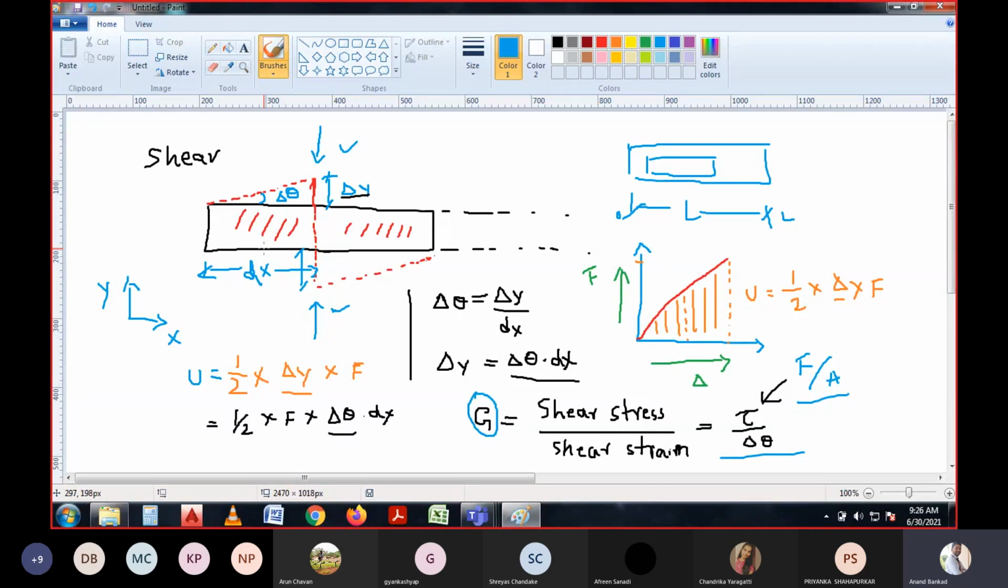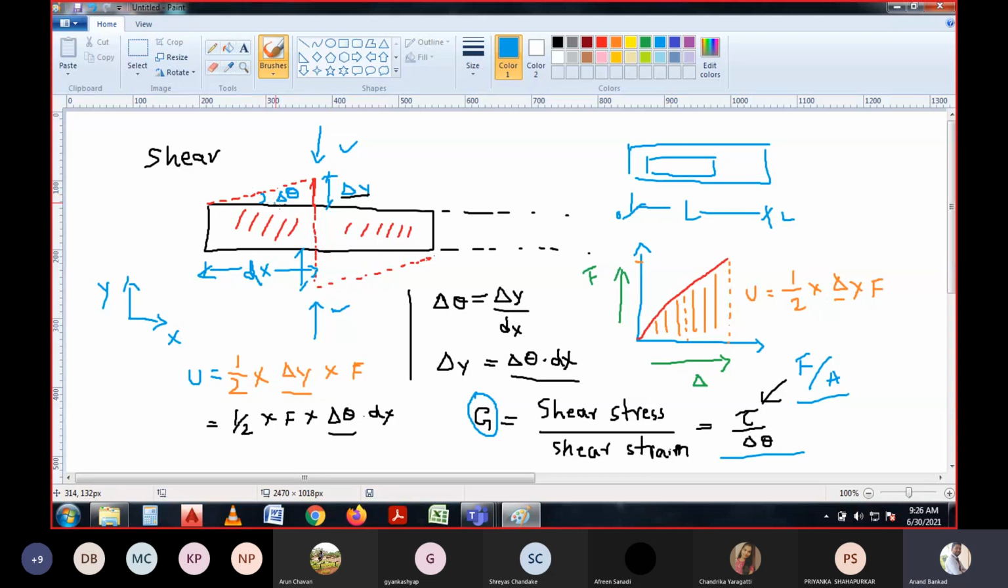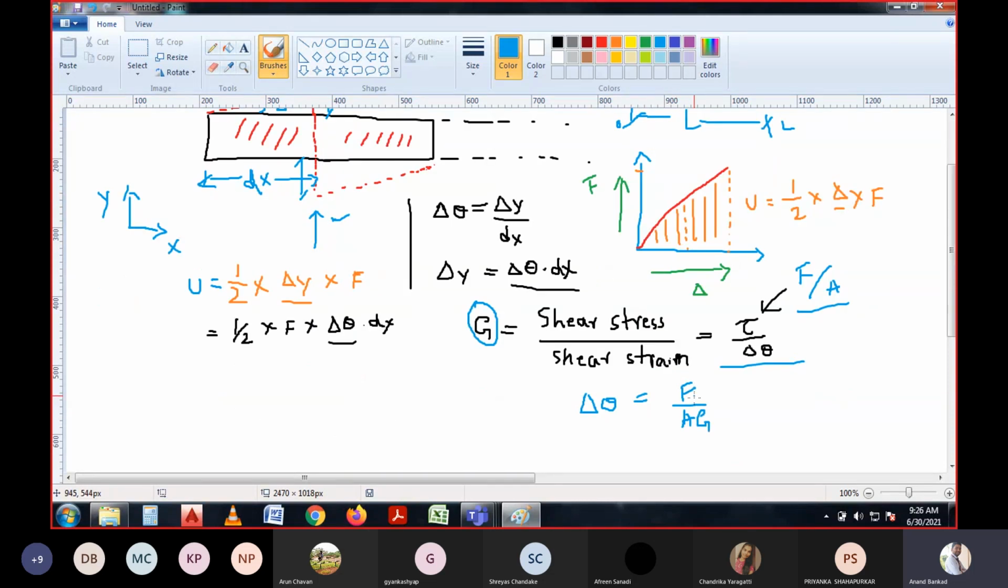Once the modulus of rigidity is referred, the shear stress by shear strain is an equation. In that equation, the shear stress is denoted with tau, or the shear stress is nothing but the load by area. And the shear strain is nothing but the change in dimension, the deformation taking place because of shear, that is delta y. So delta theta can be written as F by AG, and substituting in the equation 1 by 2 into F multiplying with F by AG, and remaining dx. So now this is the total strain energy in an element.